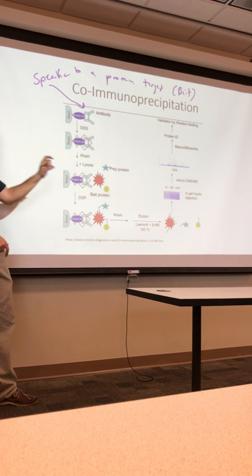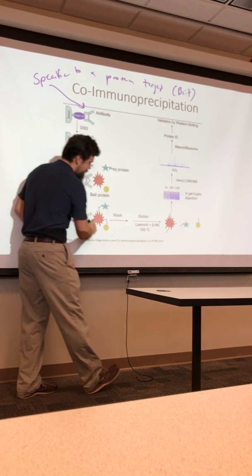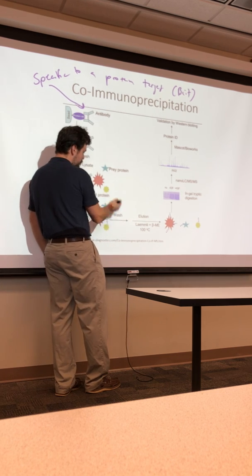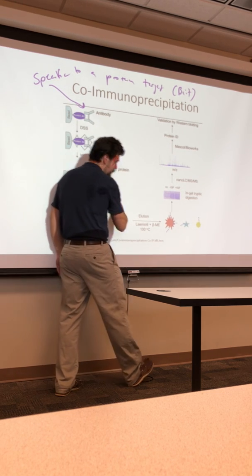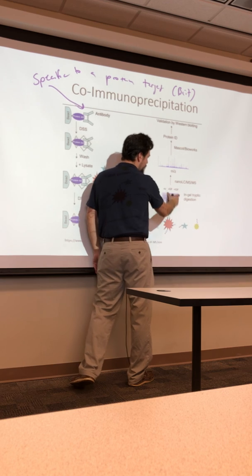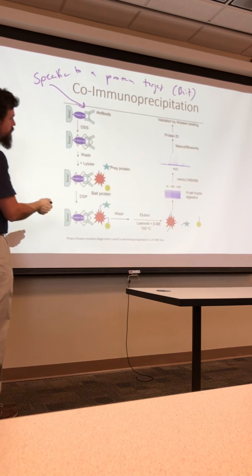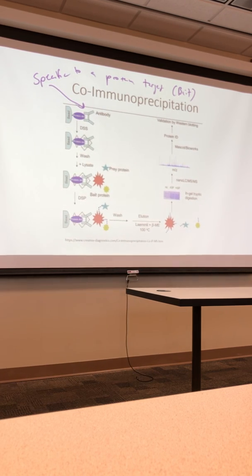And then you can basically pull it out, elute off, wash away all the proteins that don't bind, elute them off, separate them out in the digest, and then you can figure out what their identity is using the methodology that we've already talked about in mass spec.